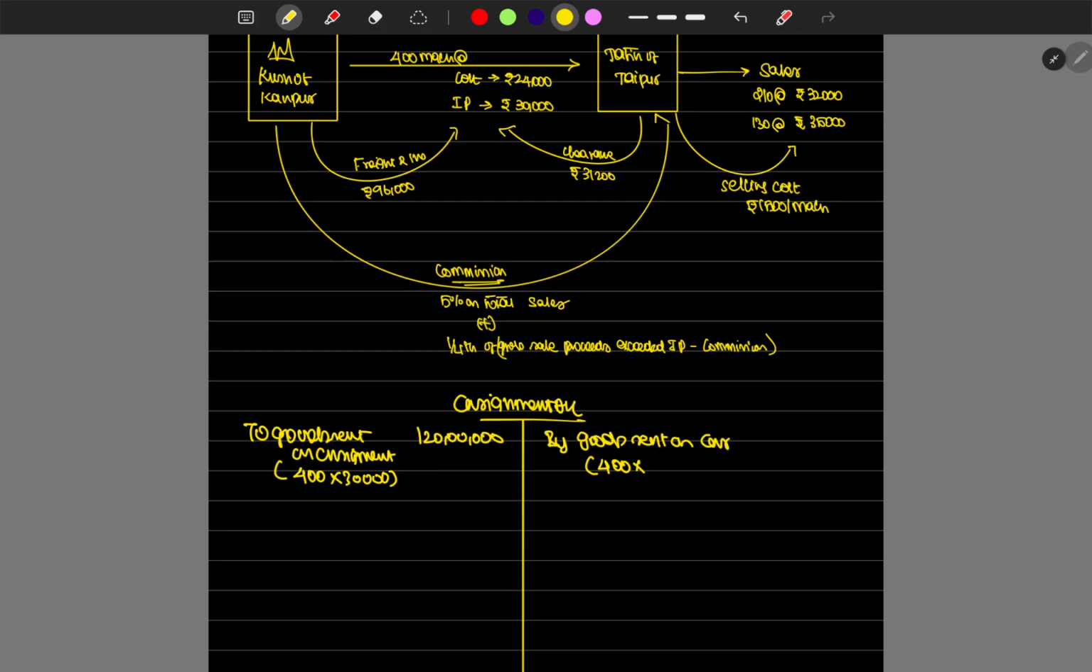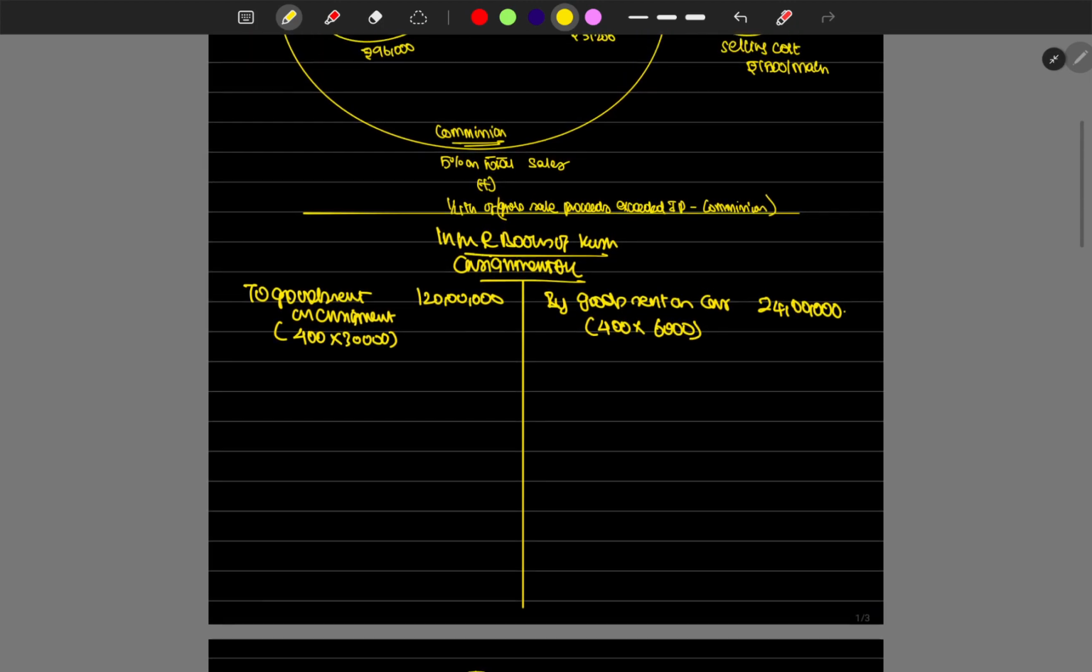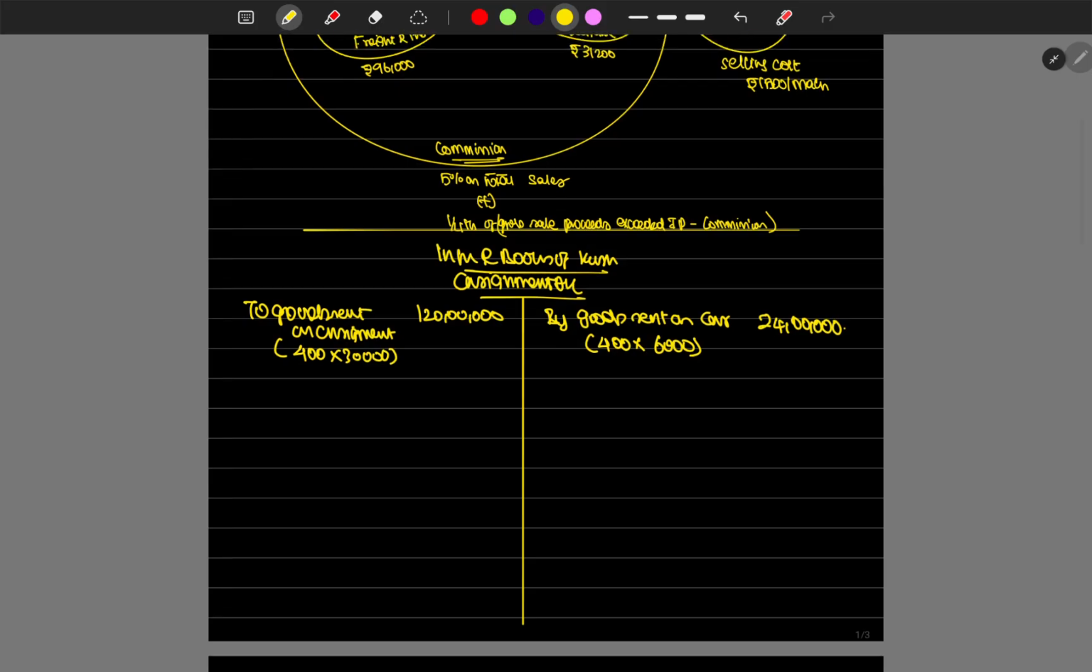By goods sent on consignment, which is 400 into 6,000, the IP loaded, which is the profit portion, this is 24 lakhs. Since Kush has sent the goods at the IP price, we have to offload it when we need to find out the true profit portion. This is in the books of Kush, consignment account. So we are done with goods sent on consignment.